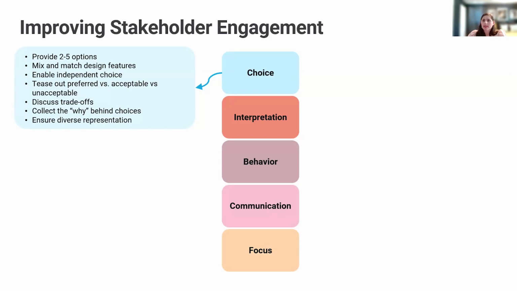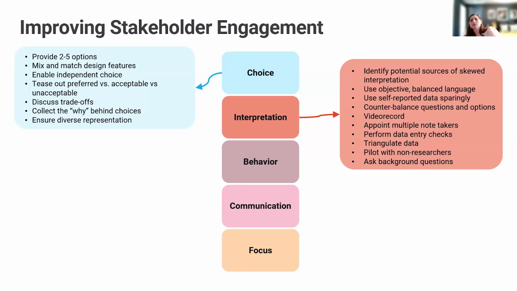So within the choice aspect, it is important to give choice to stakeholders when you're engaging them. Ultimately, we as people want to have some feeling of autonomy and control. So it can be important to provide a handful of options, but not too many, because then we also reach a decision paralysis point where there are too many choices to consider. The importance of presenting these is to understand the why behind choices that they make and discuss some of the trade-offs that might exist between your choices. You can also tease out what's preferred versus acceptable or unacceptable, so you can get a sense of what people can live with and what is nice to have.